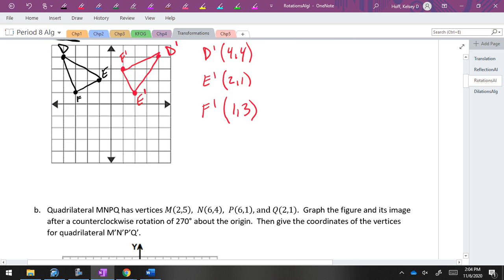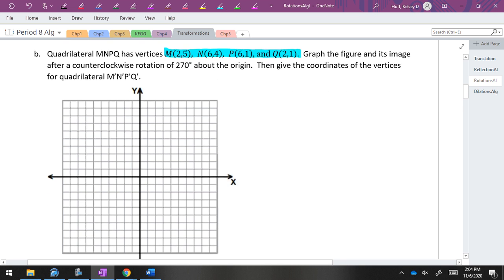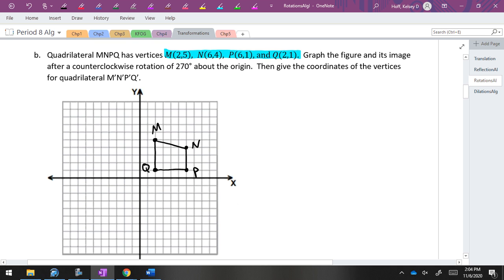Let's try it again. Go to B. Don't worry about our rotation, just plot these original points, M, N, P, and Q. It's like a trapezoid, right?